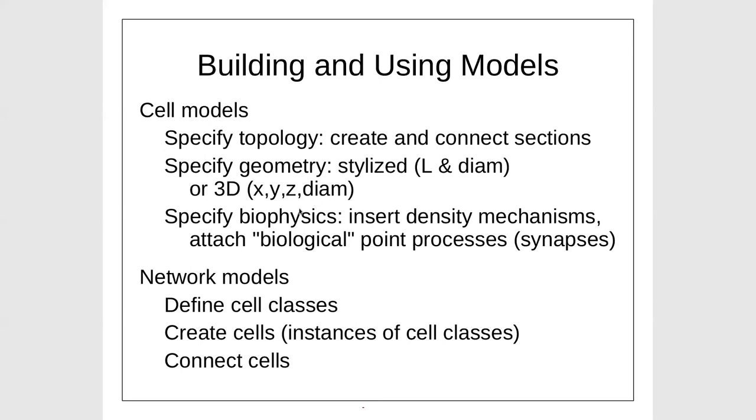in a very complicated way along a path. You're going to also need to decide what kind of biophysical properties are going to be in your cell. Where are there going to be different channels? What synapses are attached to the cell? What signal sources are attached to the cell? If you're making network models, you're going to have to decide how you're going to define cell classes. You're going to have to create instances of those classes, and you're going to have to connect cells. All right? So these are the typical tasks you're going to do, making cell models or network models. We're going to focus right now on making a cell model.